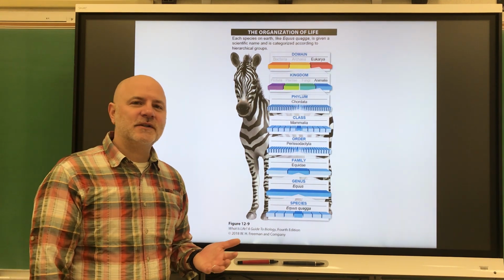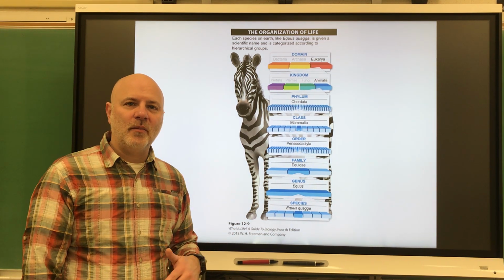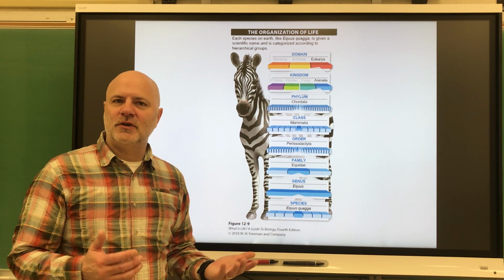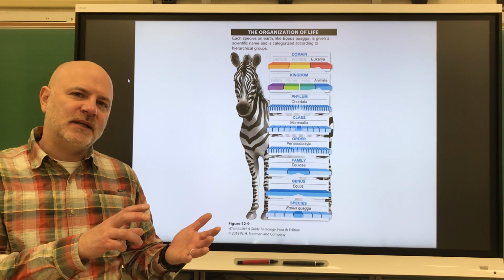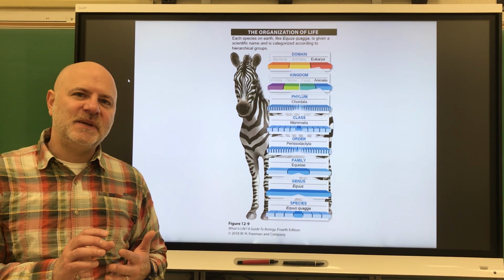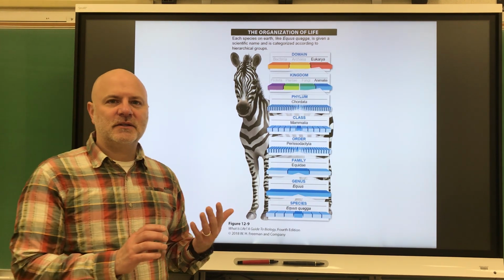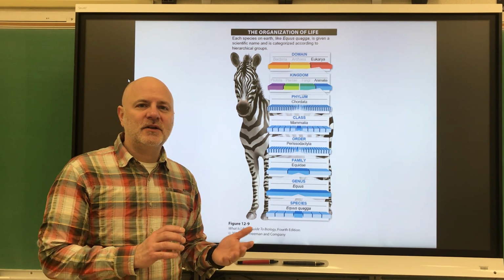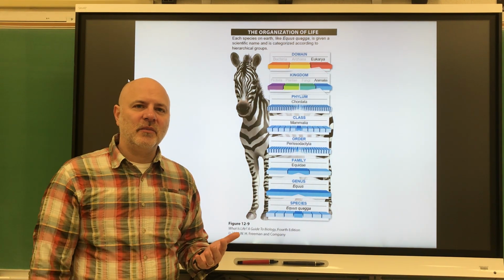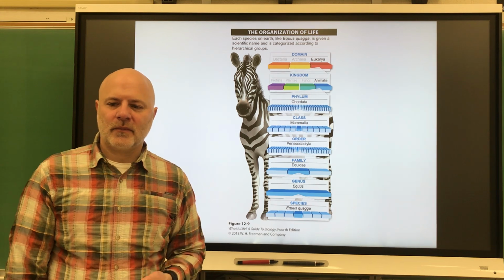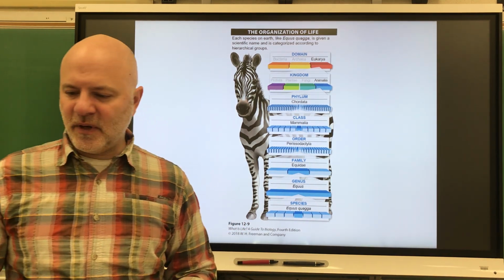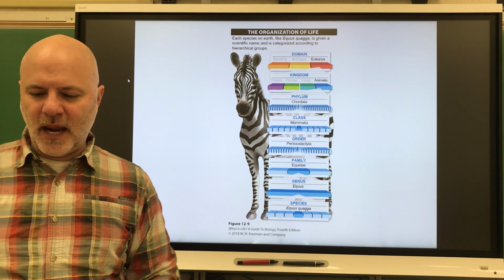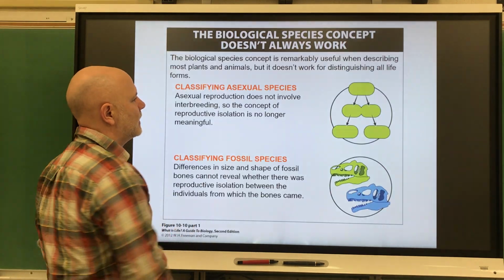We are the only living ones in the genus Homo. So Homo means human as well. All right. And then our species name, we take our genus name and we take on our species epithet, is what it's called. So we are the species Homo sapiens, and that literally means wise human. All right. So let's look at naming species and why it may not always be easy.